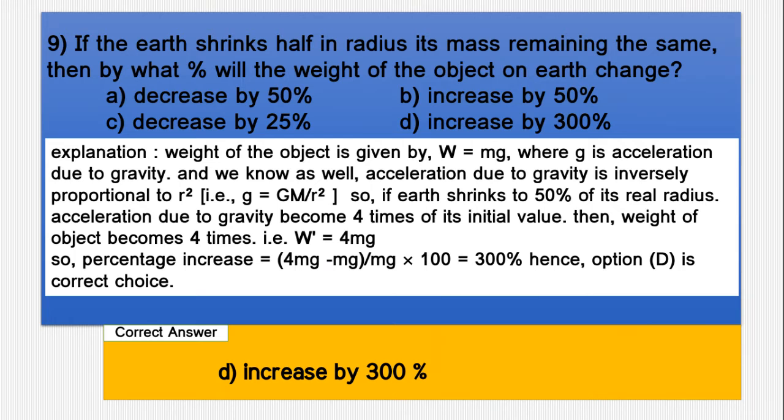If the Earth shrinks half in radius, its mass remaining the same, then by what percentage will the weight of the object on Earth change? The correct answer is option D, increase by 300%.